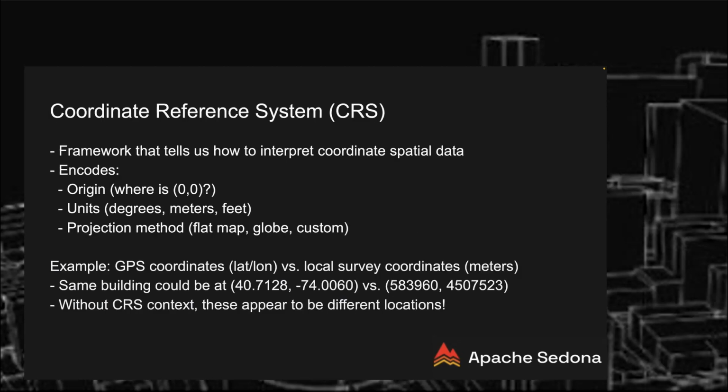So let's start with the basics. A coordinate reference system is essentially a framework that tells us how to interpret coordinate data in space. Each one has a datum, which is the origin for which the CRS is defined, the units, such as degrees, meters, or feet, and the projection method.